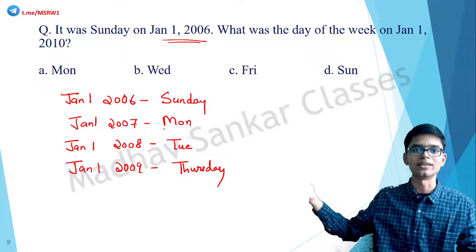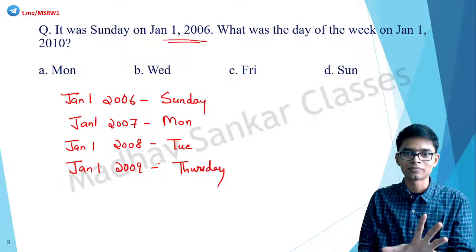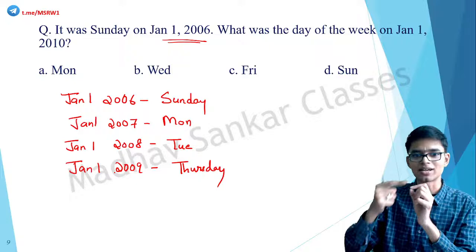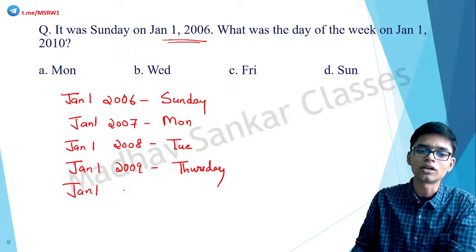So January 1, 2008 is only Tuesday because the date is before February 29. But January 1, 2009 comes after February 29, 2008, so we have to add that one extra day. So instead of Wednesday, we got Thursday. And January 1, 2010 will be, it is not a leap year, so Friday.